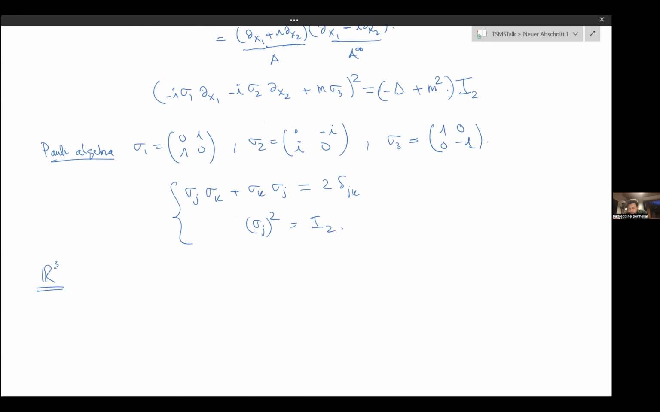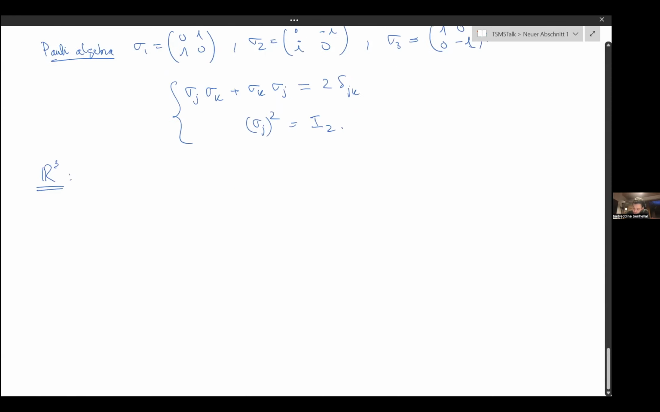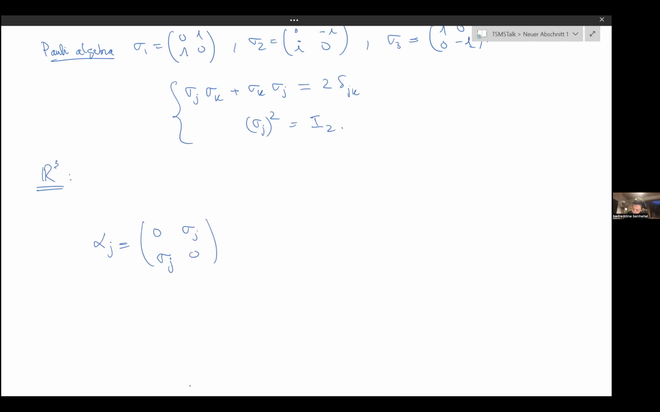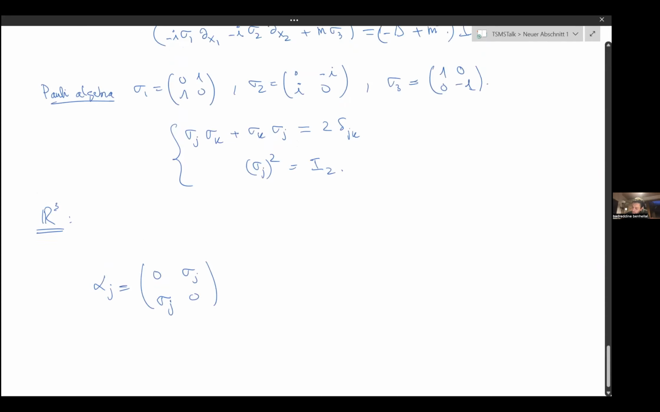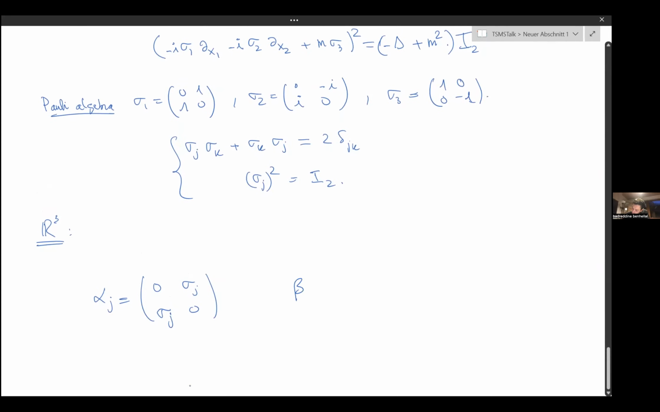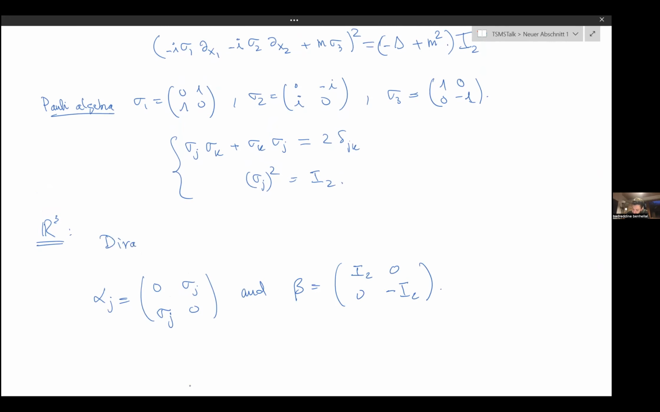So the only thing that you can do is to take 4 by 4 matrices. You can check this. And in fact, that's what Dirac did. He defined alpha j to be the following matrices. They are formed by the Pauli matrices, so we put the Pauli matrices in the anti-diagonal. And the analogue of sigma 3 would be the beta that I'm denoting by: identity 2, 0, 0, minus identity 2. These are the Dirac matrices.